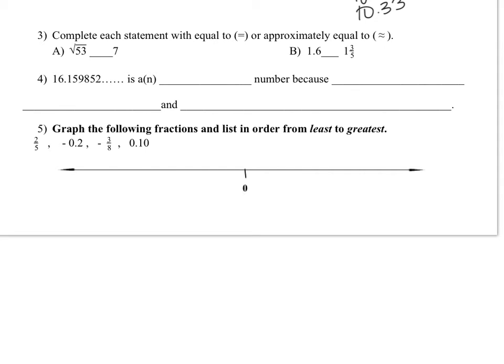Complete each statement with equal to or approximately equal to. In your calculator you would put the square root of 53, it does not exactly equal 7. It is approximately. And then B, 1.6, 1 3/5. The way that you change a fraction into a decimal is you divide. So you get 1.6. Those equal each other.